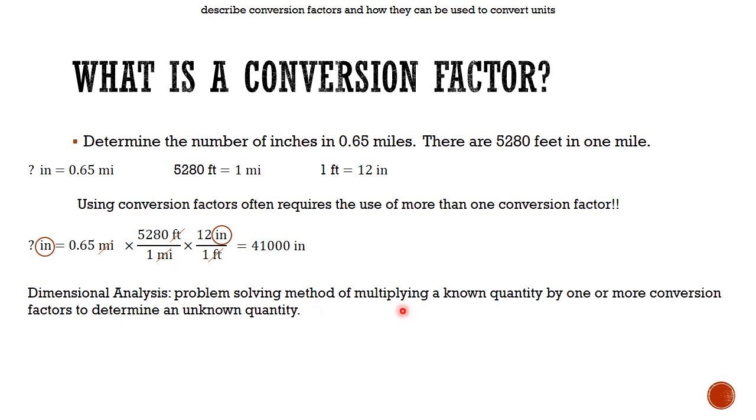By one or more conversion factors. Here we multiplied by 2 conversion factors to determine an unknown quantity. In this case, our unknown quantity was the number of inches. That's what we were looking for. That, ladies and gentlemen, is dimensional analysis. Just take what you know, multiply by a series, or sometimes just one conversion factor, but often a series of conversion factors, making sure that your units work the way you want them to, and you get your answer.